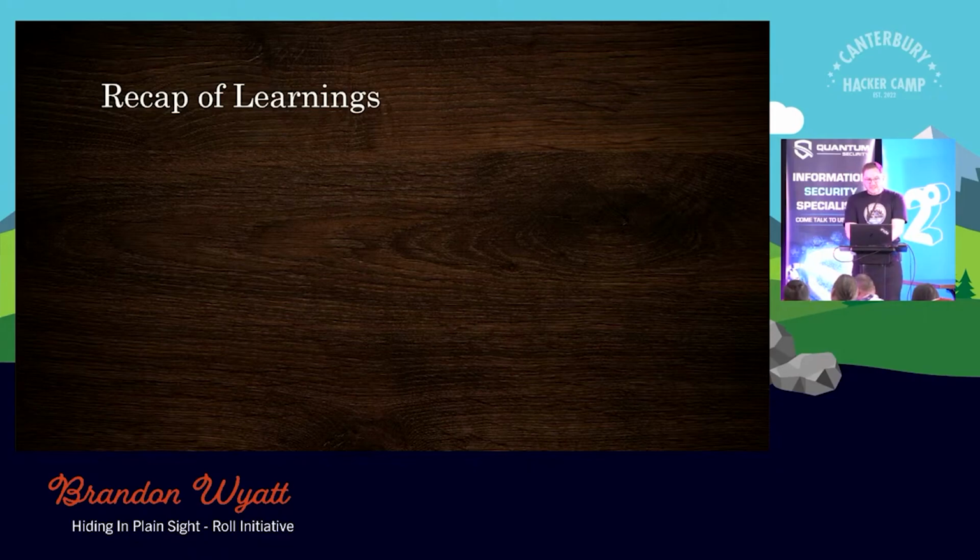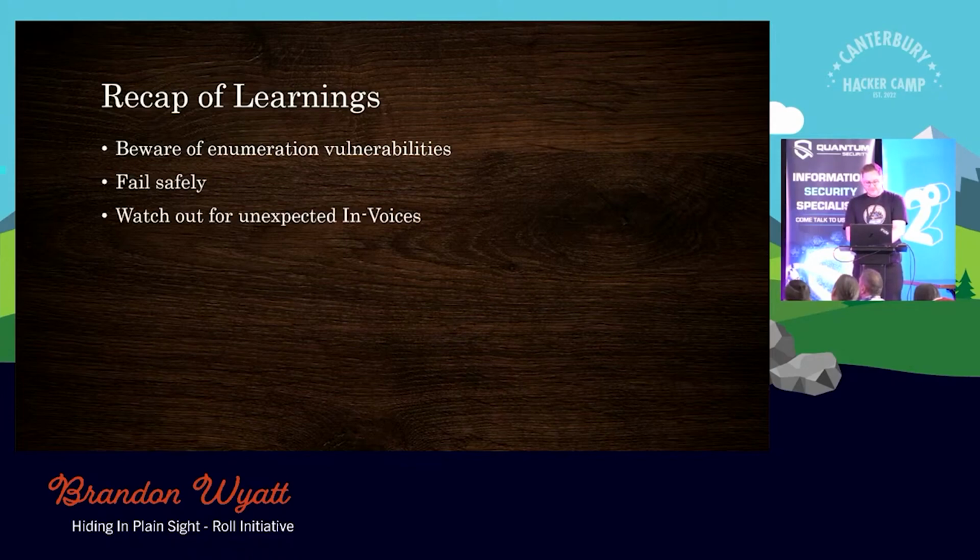So that brings me to the end of my talk. I've just got a quick recap of what we've been through. Beware of enumeration vulnerabilities, fail safely, watch out for unexpected invoices, friends don't let friends roll their own crypto, trust but verify.